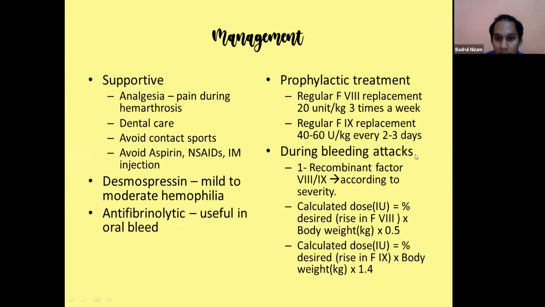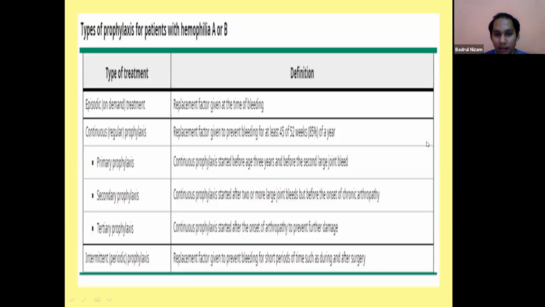During a bleeding attack, we can give replacement therapy for the specific factor that is deficient. According to UpToDate, there are different types of prophylaxis in hemophilia A or B. Episodic treatment is given at the time of bleeding. For prophylaxis, there is primary, secondary, and tertiary. In primary prophylaxis, we give usually before the age of 3 years to avoid chronic arthropathy. For secondary prophylaxis, we give after there is evidence of 2 or more large joint bleeds, but before the onset of chronic arthropathy. Tertiary prophylaxis we give when there is already arthropathy, but to prevent further damage. We can also give prophylaxis before the patient goes for surgery or a procedure.